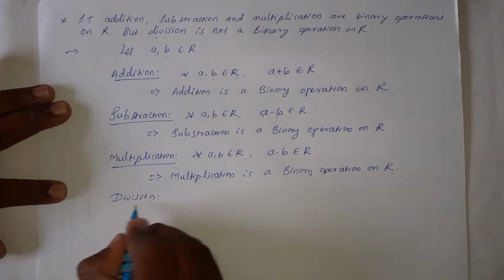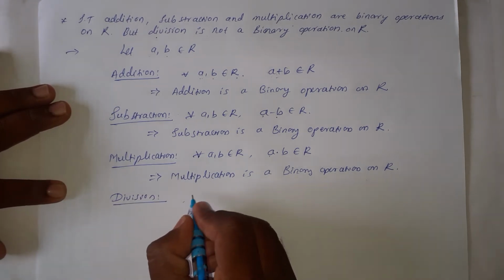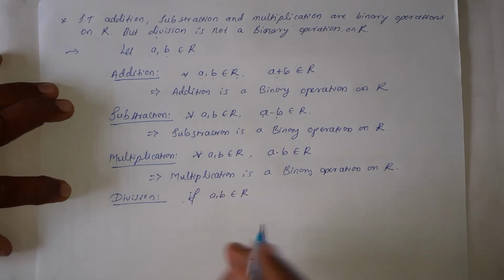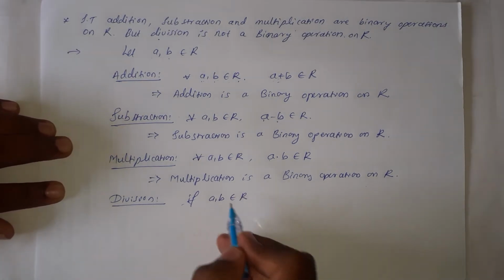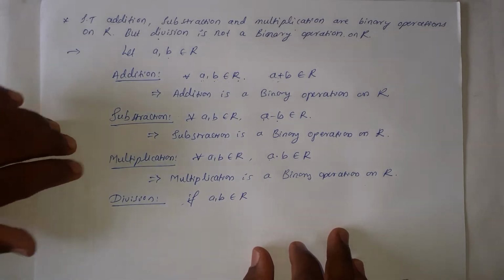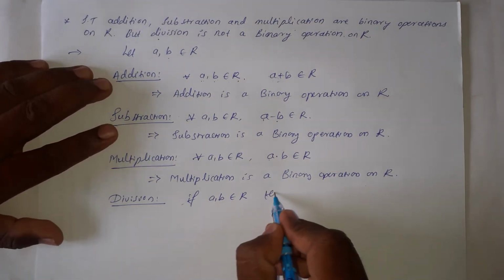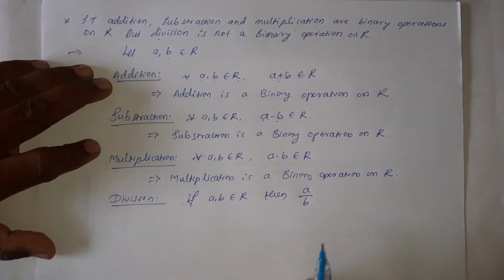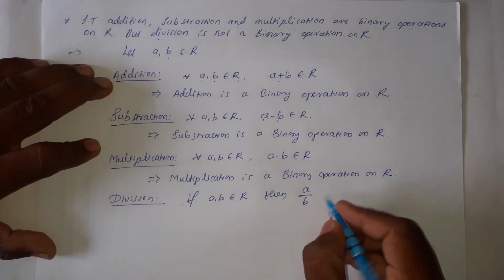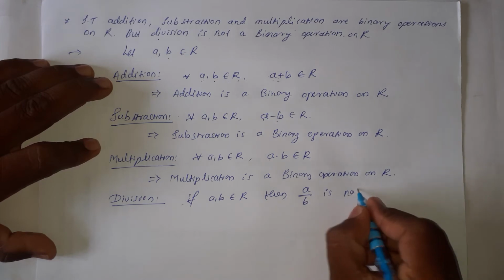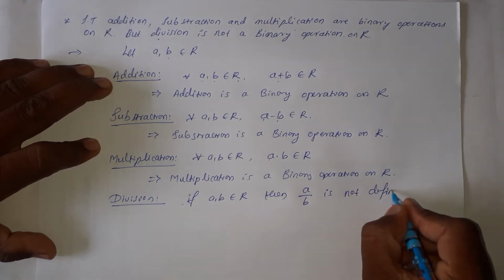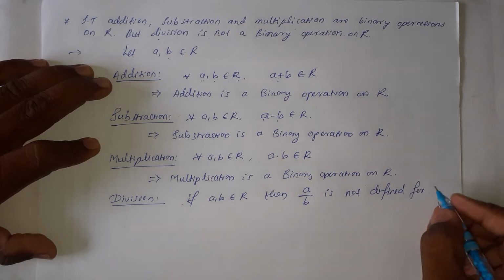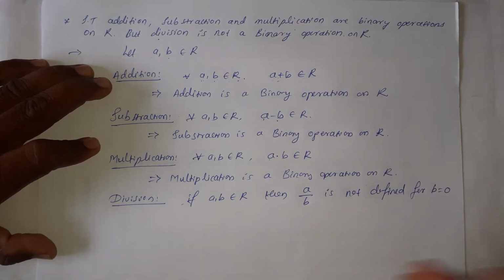So, here division. Now, if a, b belongs to R, means if a and b are any two real numbers, then here we are dividing a by b. So, here a by b is not defined for b is equal to 0.